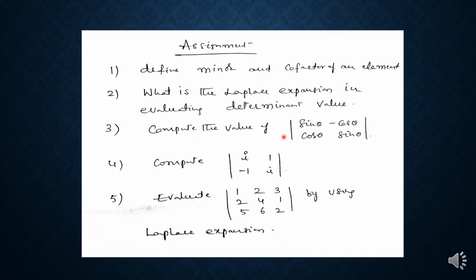Now compute the determinant of sin theta, minus cos theta; cos theta, sin theta. How do you compute the determinant value of a, b; c, d? This gives ad minus bc, a into d minus b into c. Similarly, sin theta into sin theta minus cos theta into minus cos theta. That is sin square theta minus of minus cos square theta. That means sin square theta plus cos square theta is equal to 1.